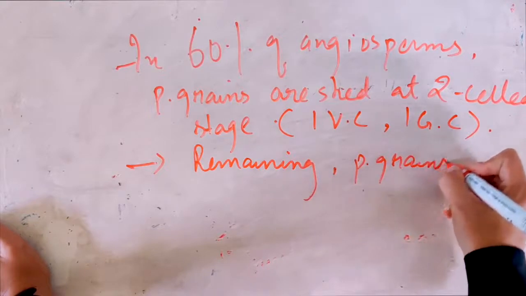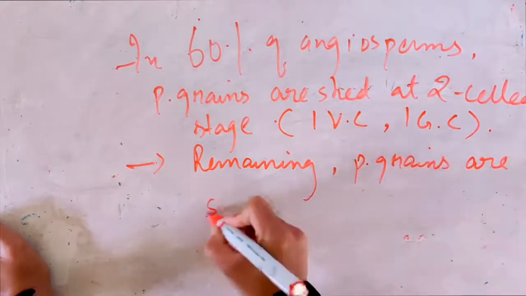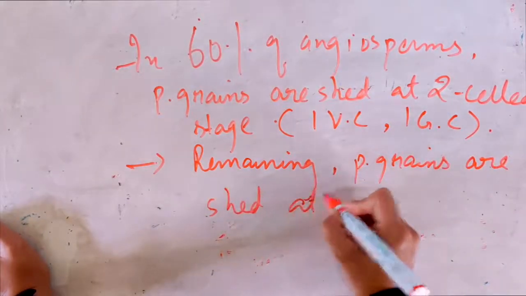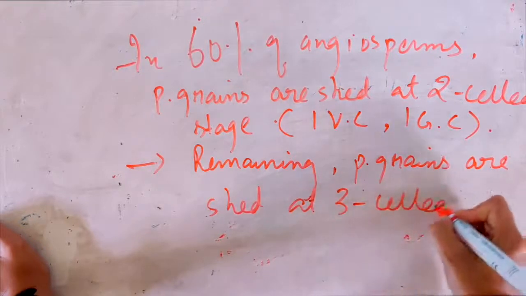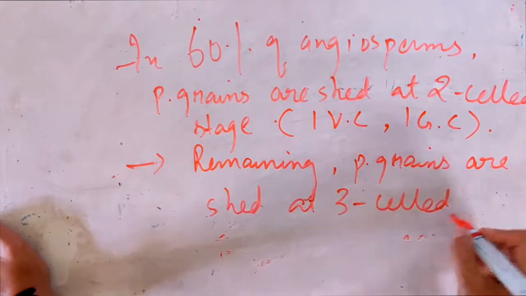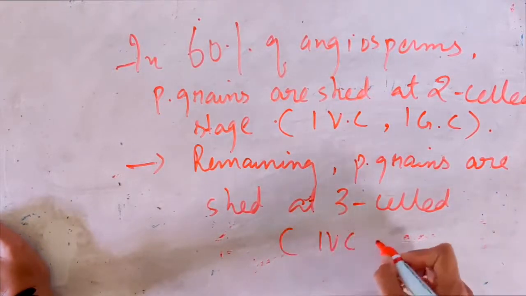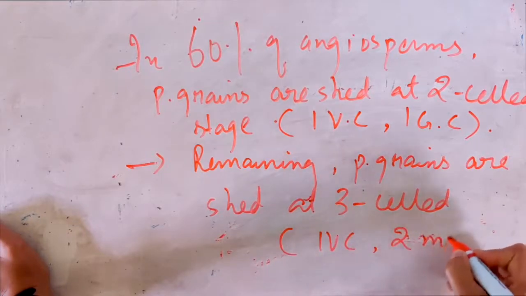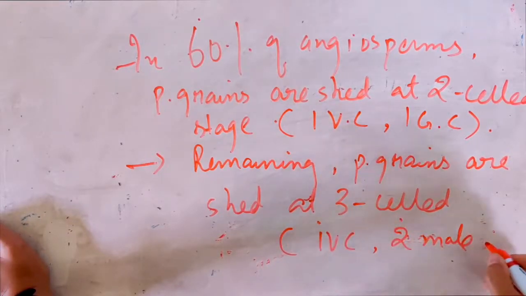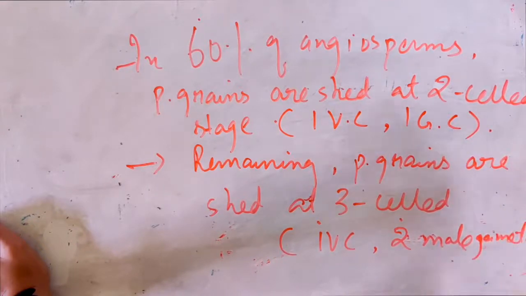three-cell stage: one vegetative cell and two male gametes. Two plus one equals three. Three-cell stage.